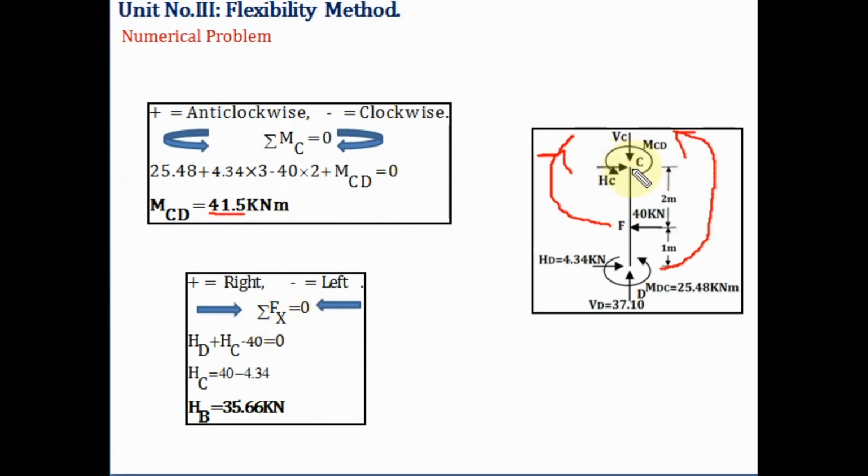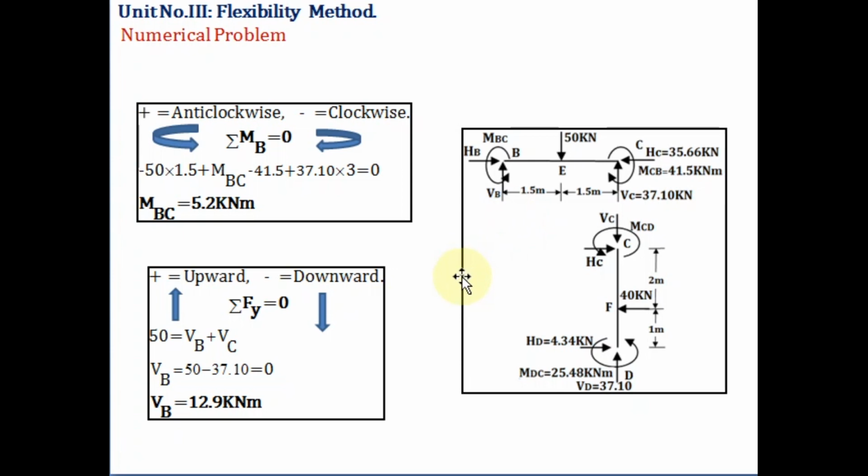Now we have to find the horizontal reaction at C. For that we apply the equilibrium equation, summation of x equal to 0. Towards right positive, towards left negative. So HD is acting towards right, positive, so 4.34, HC is also acting towards right, and minus 40. If you solve this, we get the value of the horizontal reaction at C as 35.66.